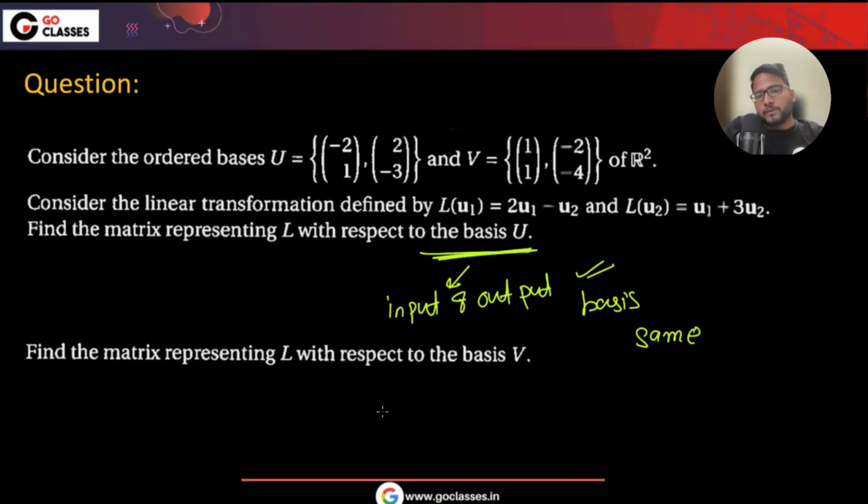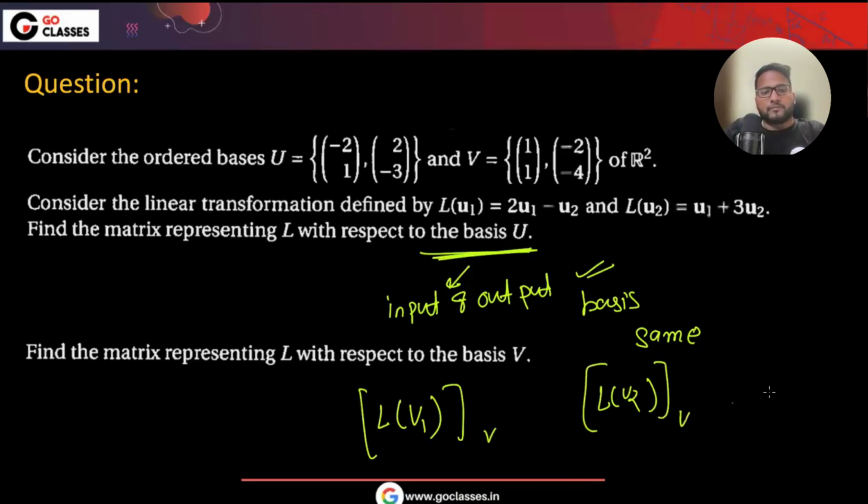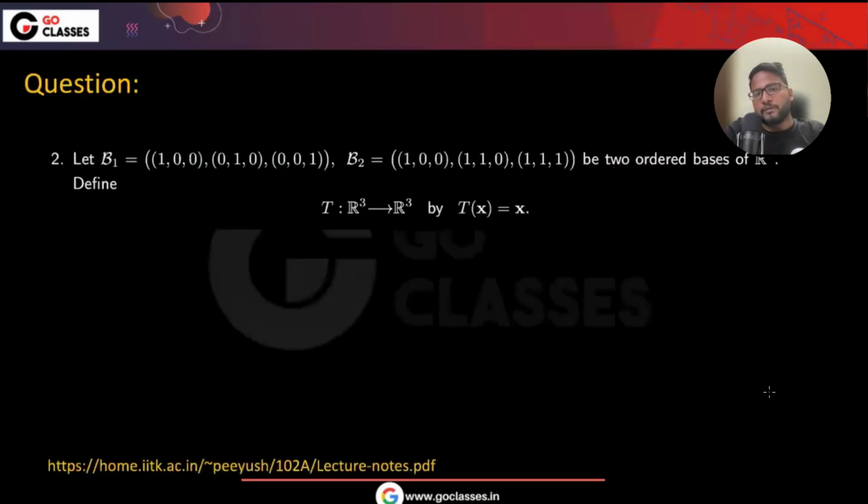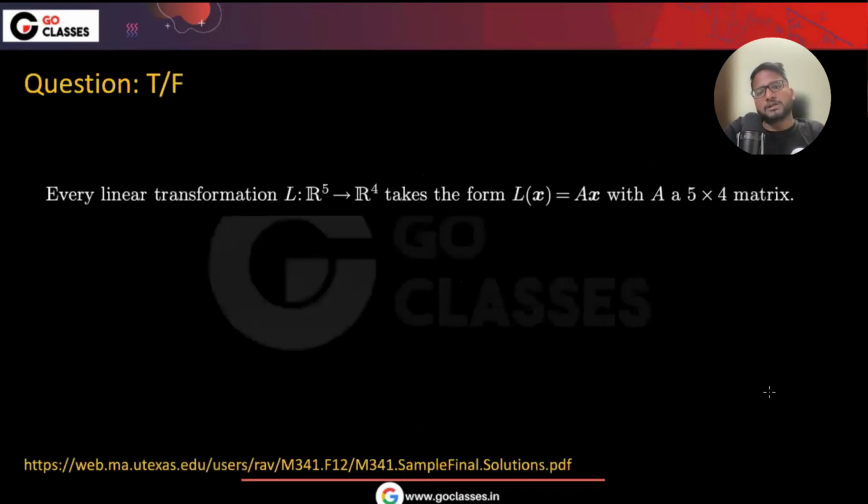So first you have to calculate L of V1. But you don't know L of V1. You only know L of U1. So first you have to calculate L of V1 and L of V2, and then you need to represent that in the basis V. Yes, you can do it. So just try out this question and we will be starting from this question tomorrow. There are two, three more questions we have. Just try out all of these questions. These are easy questions only, but for the sake of practice, just try them all.